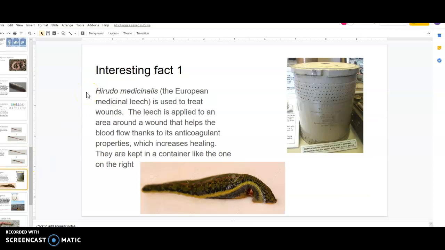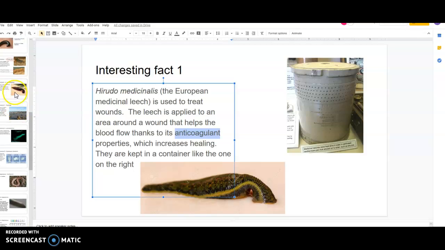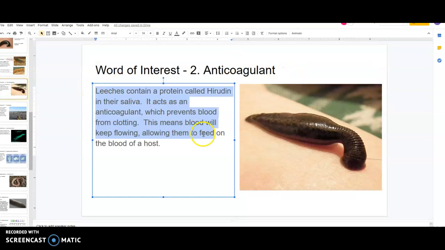So I saw yesterday there was a medicinal leech, so I read that it's used to treat wounds. You can put it on an area around a wound, right, which is a cut or a sore of some kind, and it can help the blood flow. And then I found this word, anticoagulant. So I went back up and I said, great, there's my second word of interest, anticoagulant. I did a quick Google search, read a little bit about it. There's a protein called hirudin, and it actually prevents blood from clotting, which means it's going to flow, so the leech can eat your blood, right?